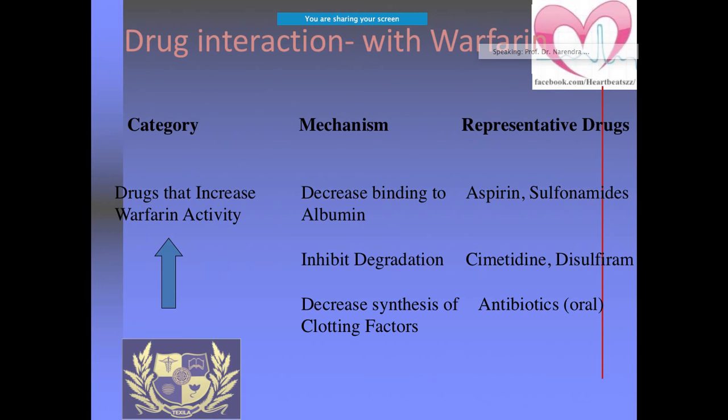whenever you are using warfarin, drug interactions can happen quite a lot. What are the drugs which can affect its dosage or its serum level? There are some drugs which can increase the warfarin activity. What are those drugs? Some of those drugs may decrease its binding to albumin, like aspirin, sulfonamides, okay?